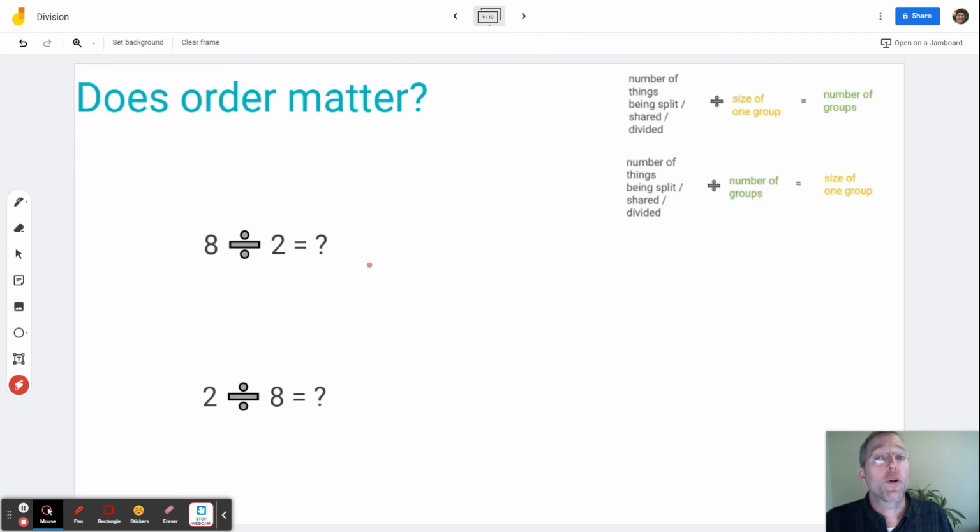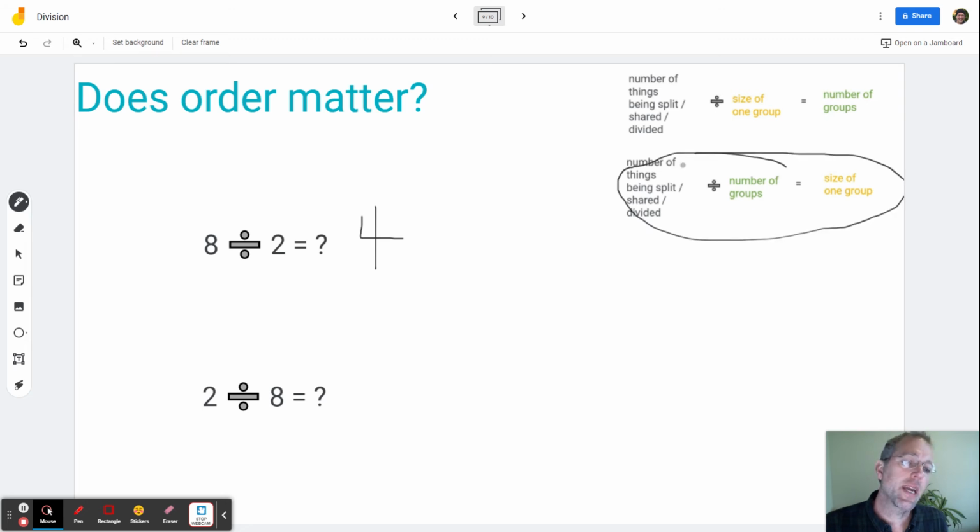With division, does the order matter? Now, we found with adding, 6 plus 2, 2 plus 6, order did not matter. We found with multiplying, 6 times 2 is 12, 2 times 6 is also 12, order does not matter. We found out with subtracting, the order did matter. And with dividing, it does too. 8 divided by 2 gives me an answer of 4. If I punch that in my calculator, let's put a story on this. 8 chocolate bars being shared with 2 people.